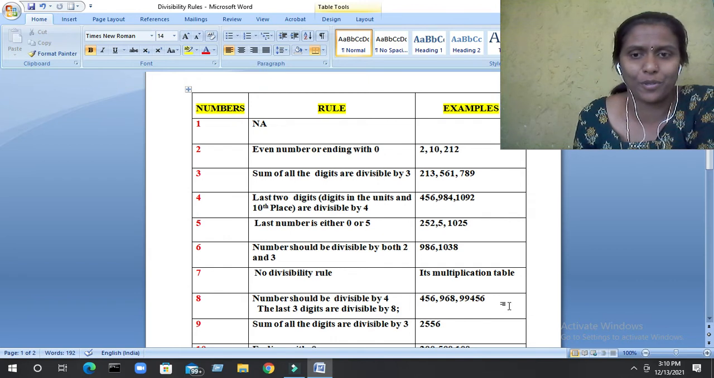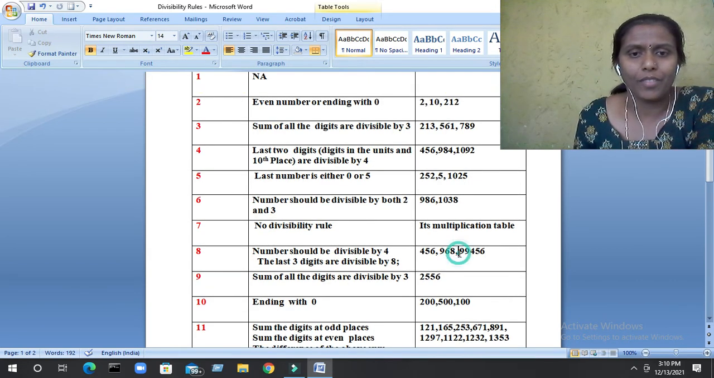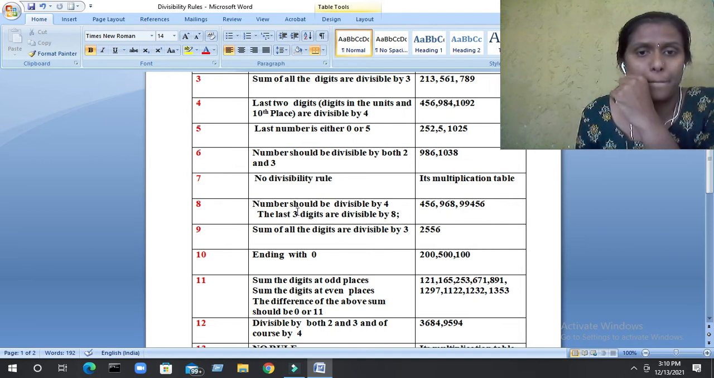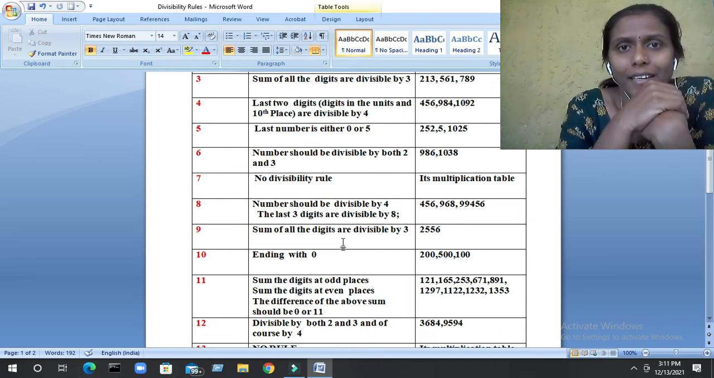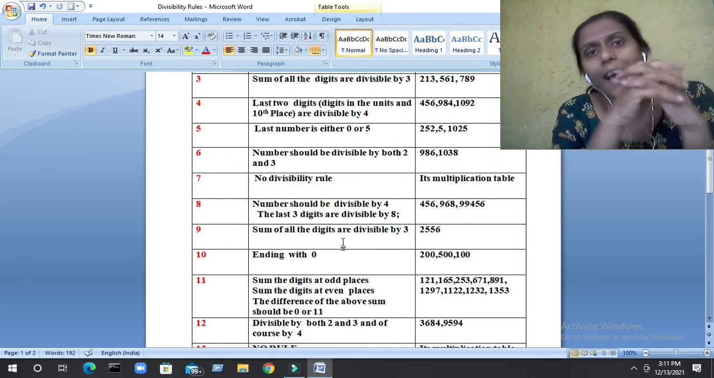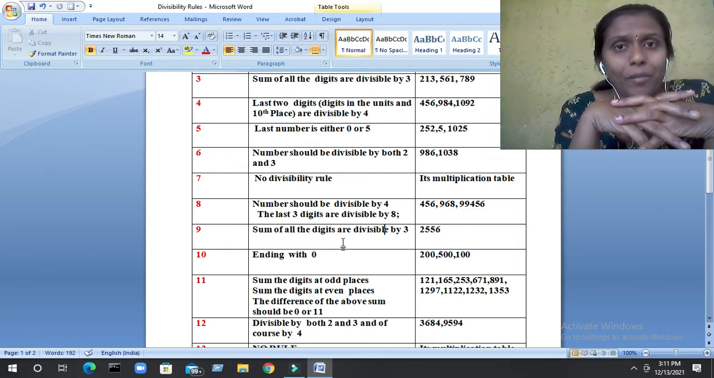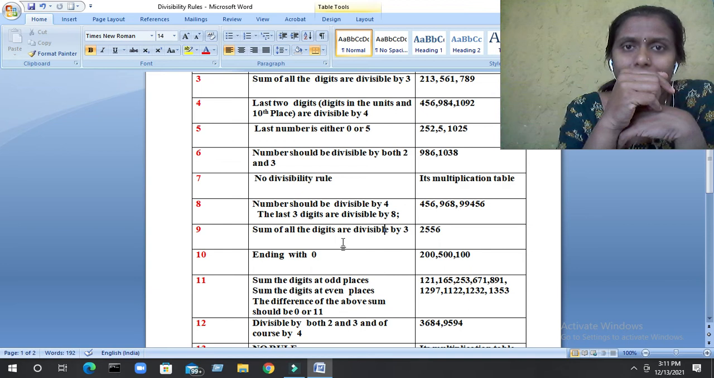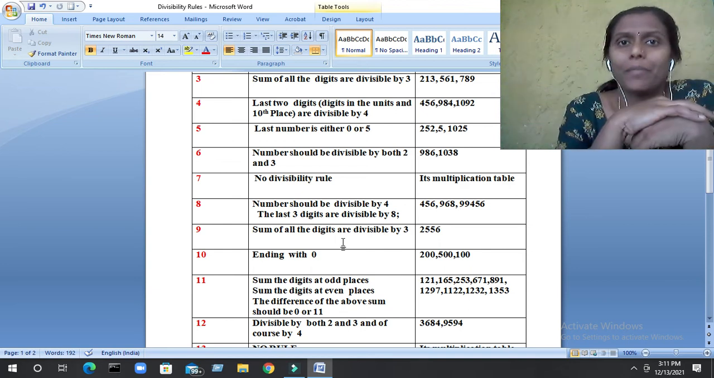Next, go for 9. The sum of all the digits should be divisible by 9. So can I take this also in the same way, that any number which is divisible by 9 has to be divisible by 3? Any number which is getting divided by 9 also gets divided by 3, as was the fact that we saw in 8 and 4.